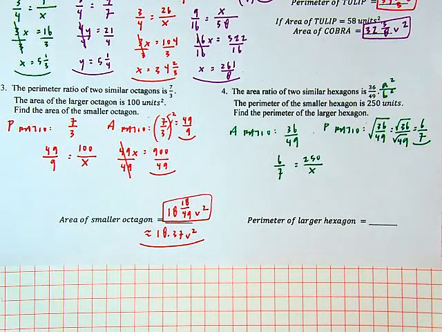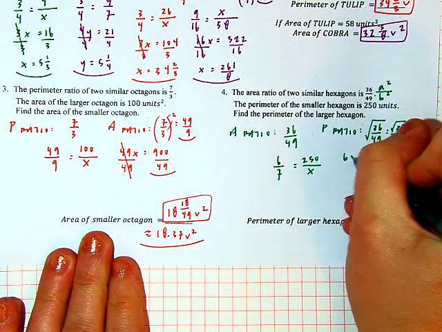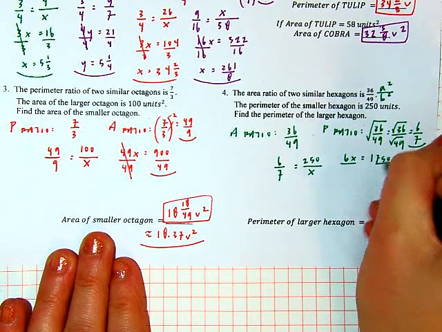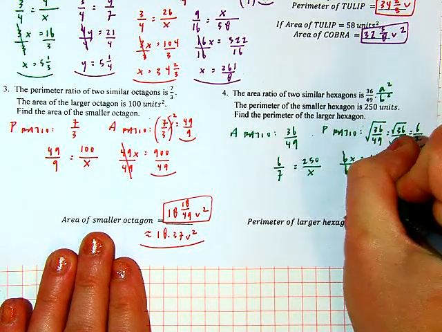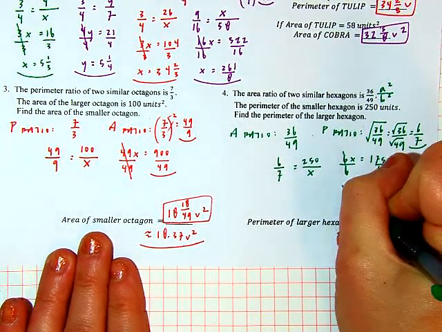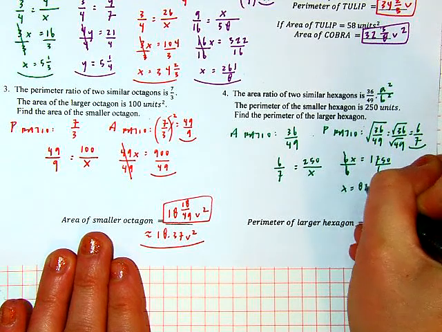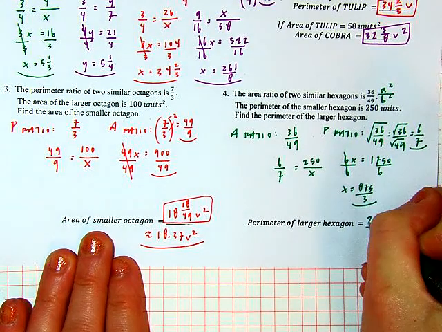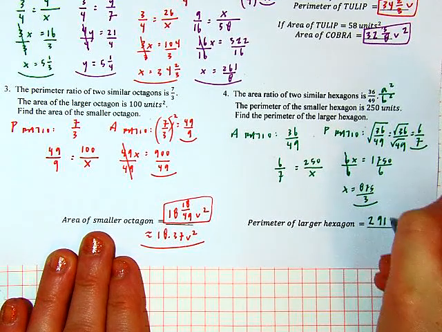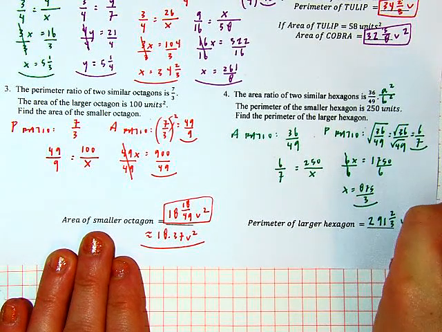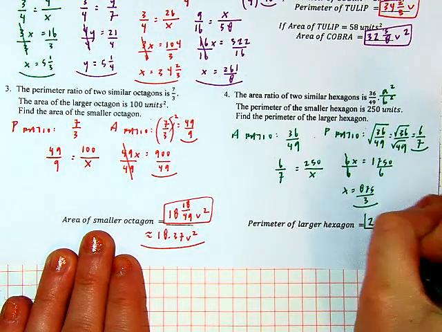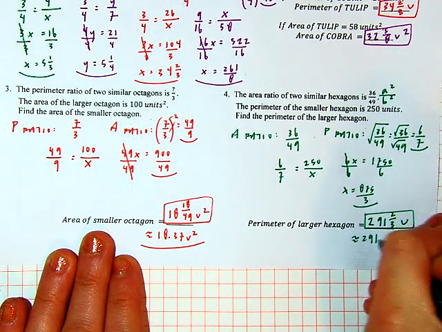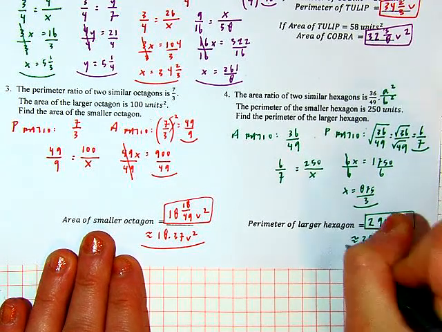Okay, cross multiply. So 6x equals 1,750. Divide each side by 6. Reduce it down. 875 over 3. I'll take it like that. I will take it mixed, so 291 2/3 units. As a decimal, we'd say that it's about 291.67. I will take it either way.